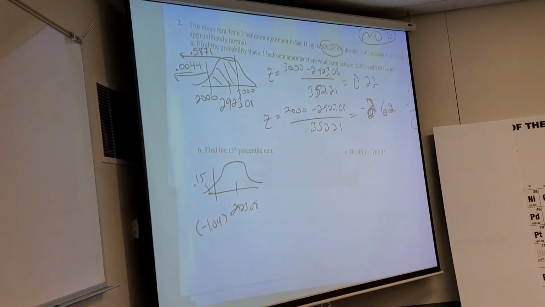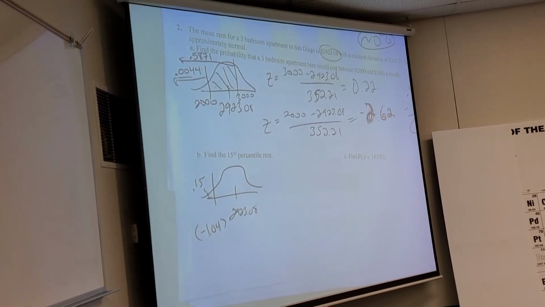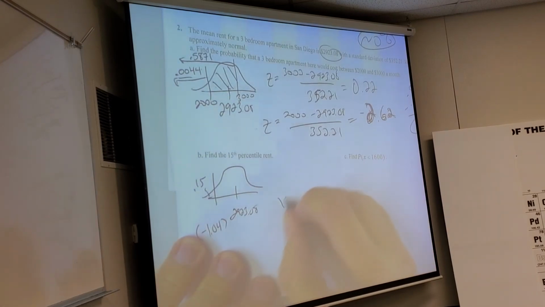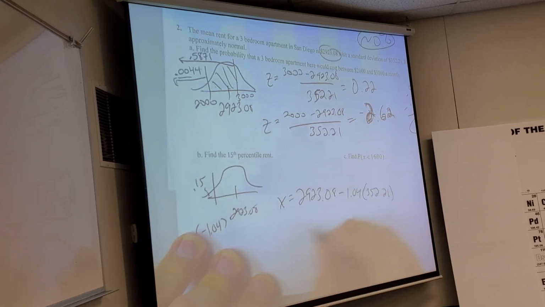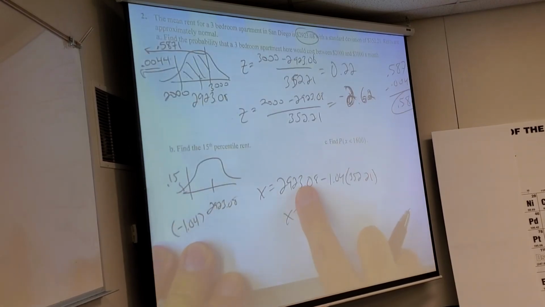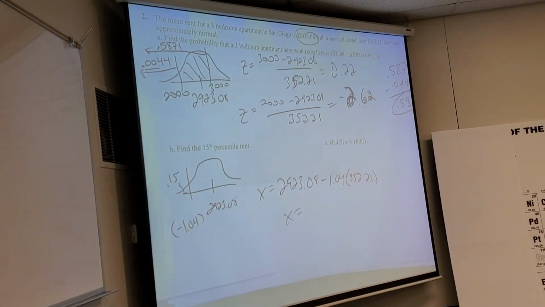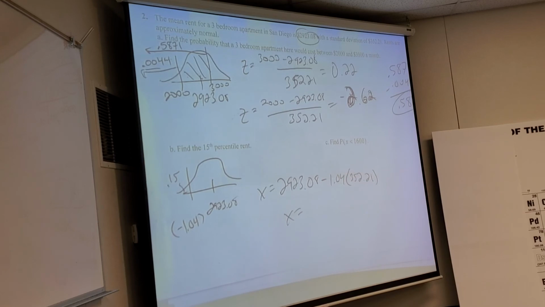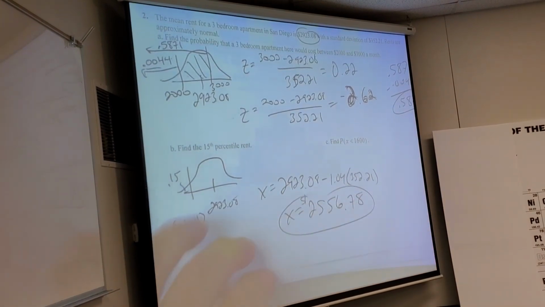So I know what that means. That means that the rent that is the answer is 1.04 standard deviations below the mean. And that goes right along with what the formula wants me to do. It'd be the mean minus 1.04 of these. So if I start at the mean and I go down 1.04 of these, I'll end up at the answer. This would be like 2560 something there. 2556.78. Yeah, don't forget that 78 cents.